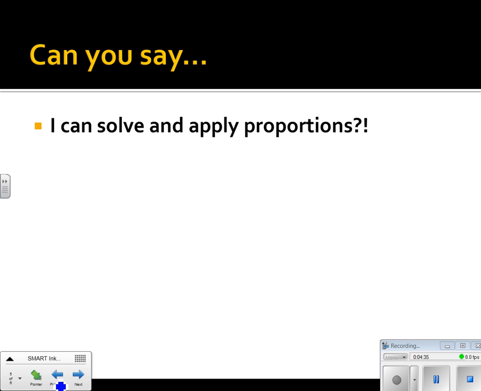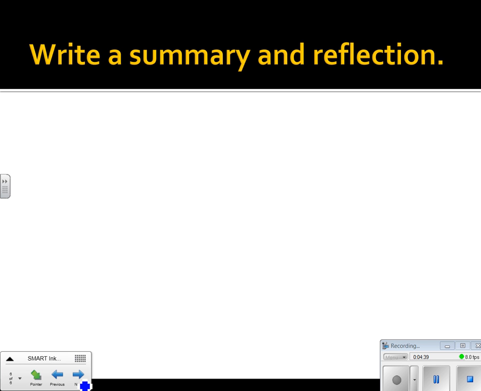Can you say, I can solve and apply proportions? Write a summary and reflection and be prepared with any questions for the work time in class.